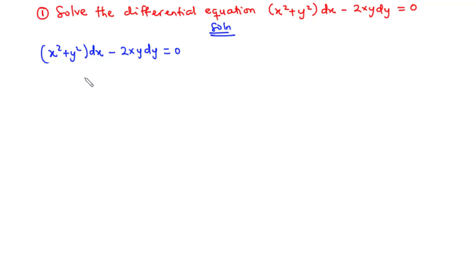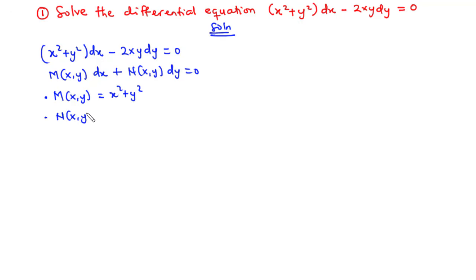Now this differential equation is given of the form M(x,y) dx + N(x,y) dy = 0. So by this we say that M(x,y) = x^2 + y^2, and N(x,y) = -2xy. Now, the first thing we need to do is to check if the two functions are homogeneous functions of the same degree.